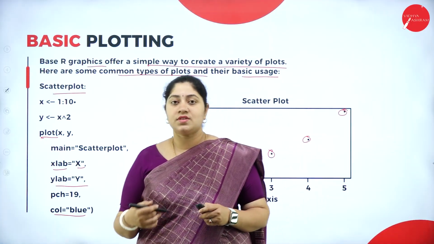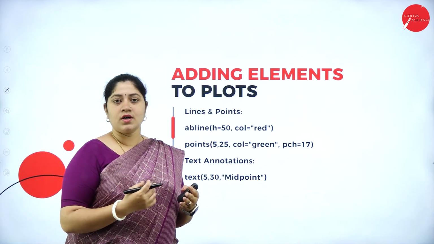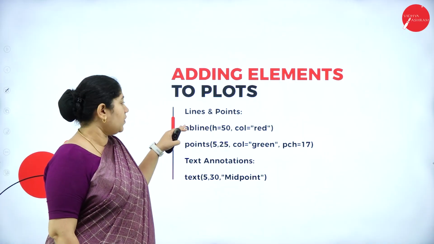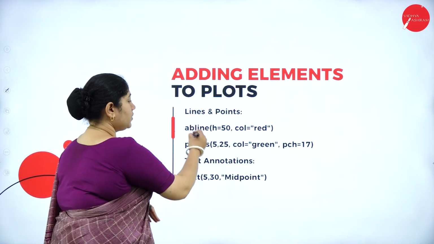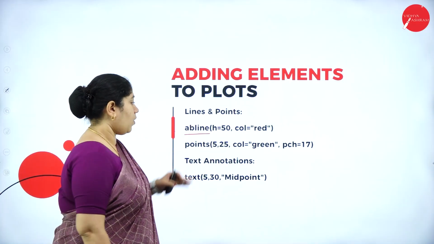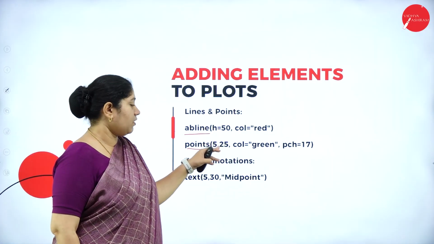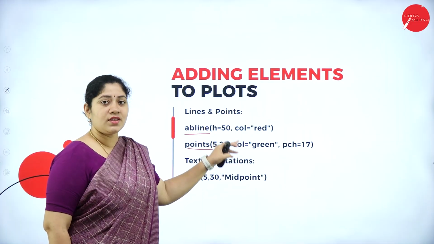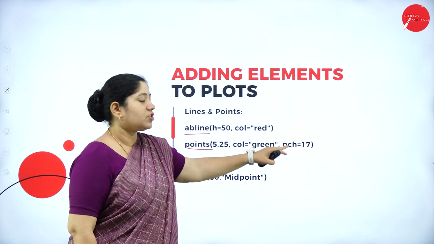Up next, let's see how to add some elements inside the plot. If anything is missed, we need to add it. Lines and points can be added in this format, like abline of h equals 50 and col equals red. Also, for adding a point, we can use 5, 25. What is this 5, 25? It's the x and y values, and we specify the color of that point, and pch will be 17.